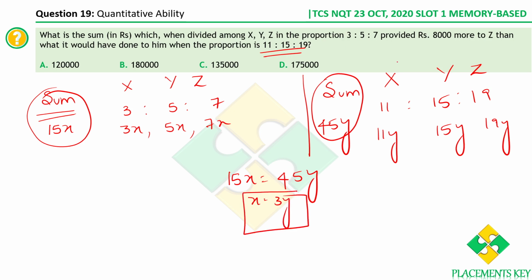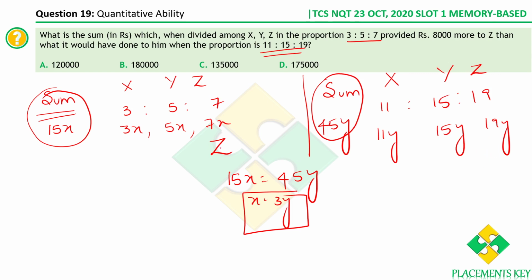Now let's read the question which we have not read earlier. Initially it was distributed in the proportion of this. Now what are they saying? What is the sum which when divided among this provided rupees 8,000 more to z than it would have done in the earlier proportion? Now when it is distributed in this proportion, whatever z received is 8,000 more than what z receives in the other proportion. Is it clear?